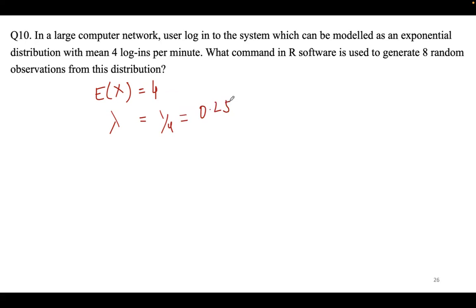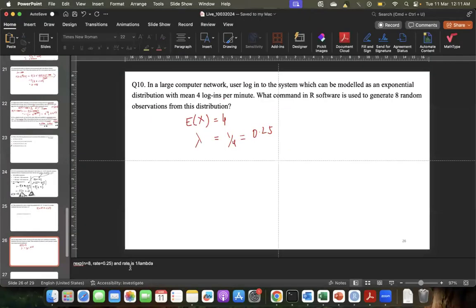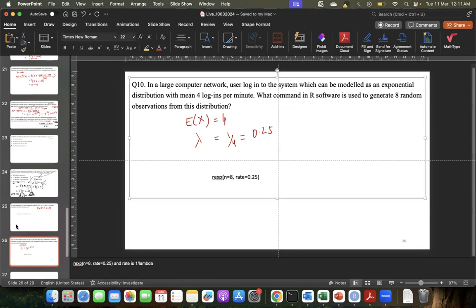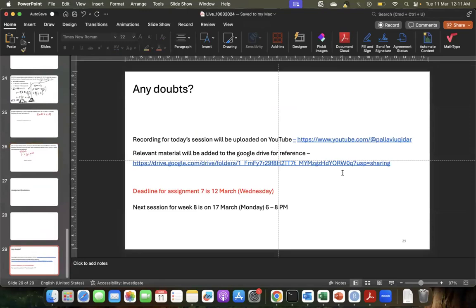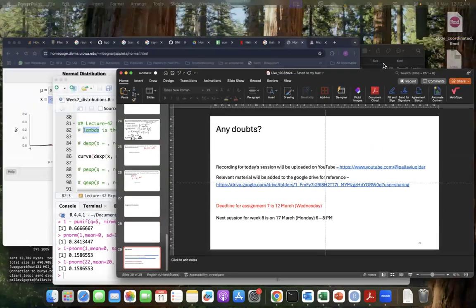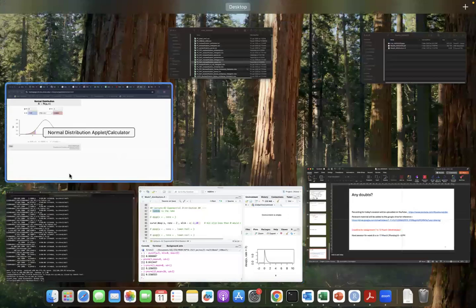So when we solve this question, the command is rexp, and then in brackets you'll say 8 comma 0.25. So it's going to look like this. All right. So that's pretty much what I had.